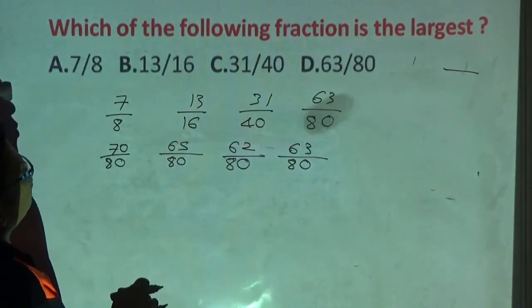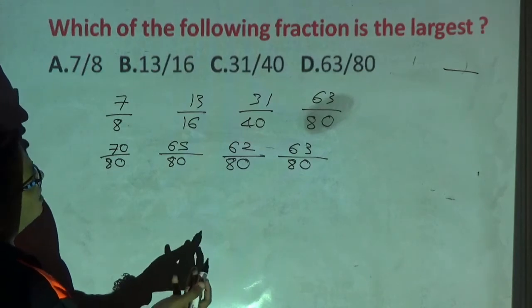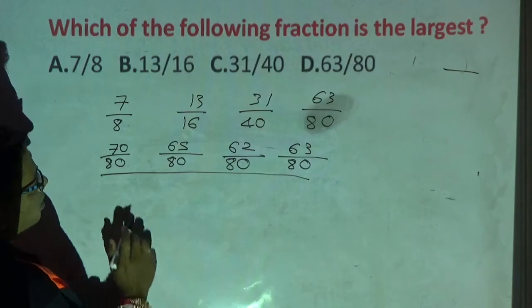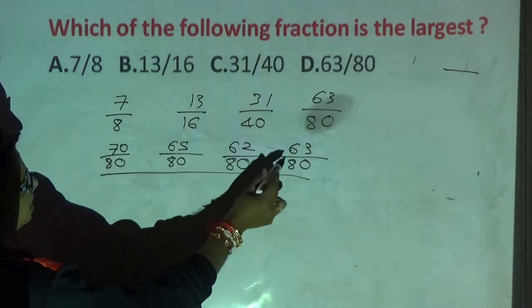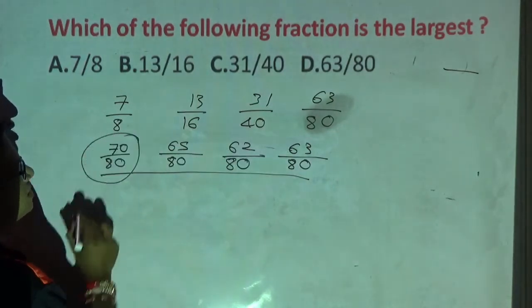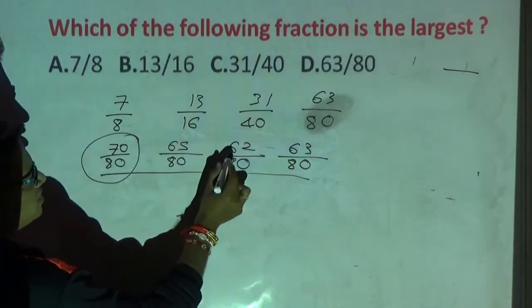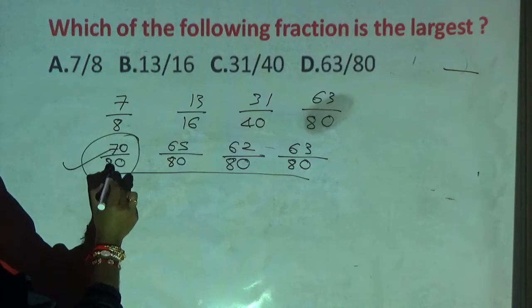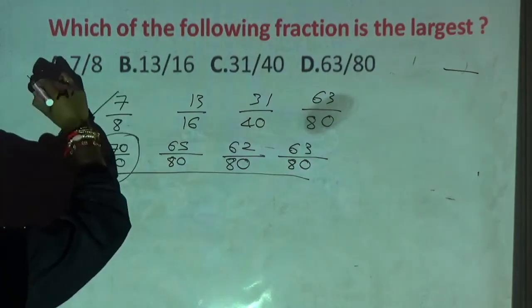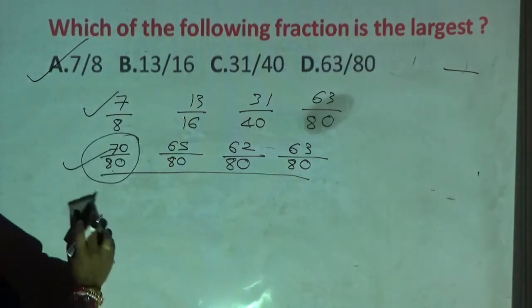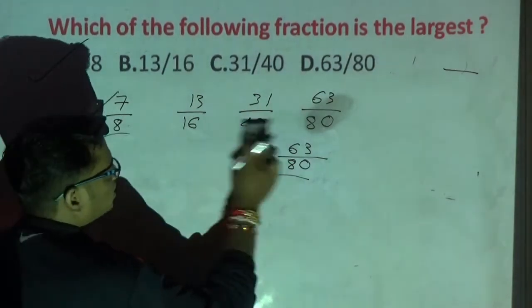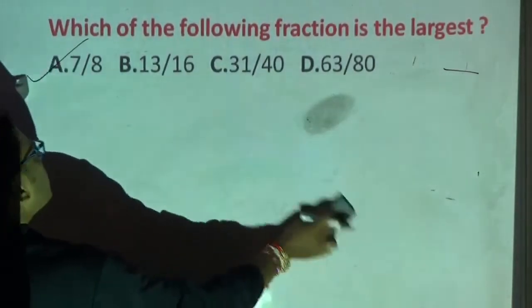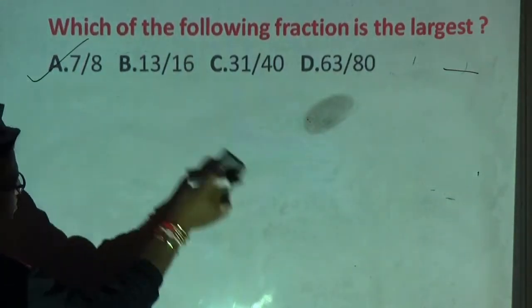Now, please see what they are asking. Which of the following is the largest fraction? In all the cases, the denominator is the same. So the fraction having the highest numerator is the highest fraction, right? Which is the highest numerator among 70, 15, 62 and 63? 70. So 70 by 80 is the highest fraction, which is nothing but 7 by 8. The answer is option A. See how quickly you got the answer using the trick of the LCM concept. So the answer for this question is 7 by 8.